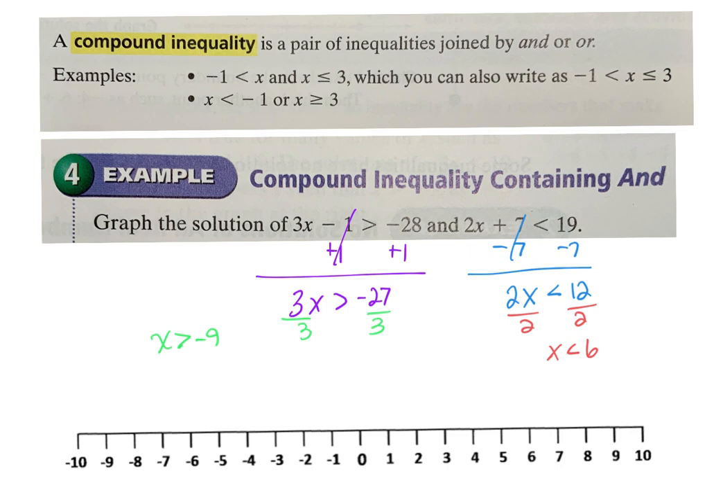These are both open circles because it's greater than the smaller and less than the larger. It does cross over for everything in between. So that would be my answer. Everything in between, open circle on both sides.